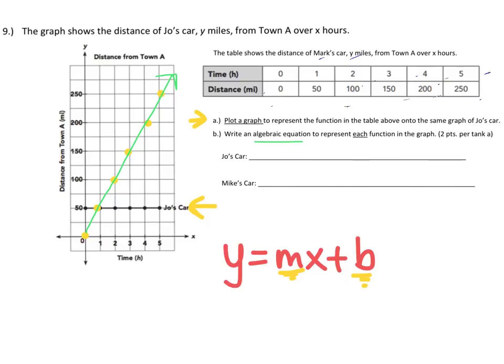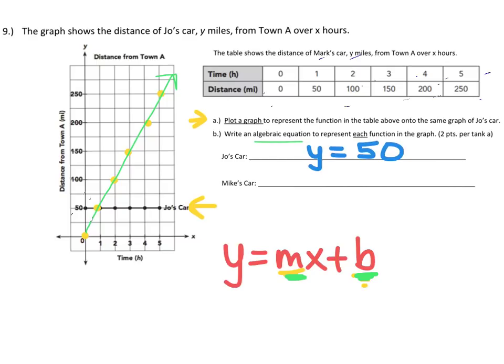Joe's car looks like it has no slope, or a 0 slope. There's no rise or run. It just stays at 50 the entire time. The y-intercept is 50. So we have no slope, but we do have the y-intercept. So Joe's equation, since we have no slope, is just 50. Now let's look at Mark's car.